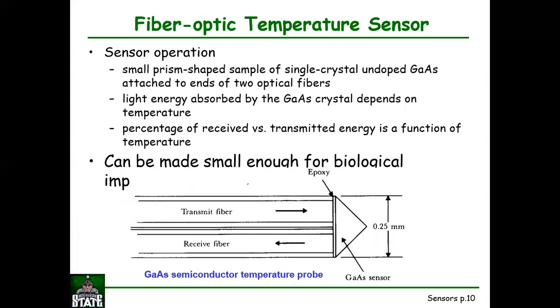Next is your fiber optic temperature sensor. What is this? This is the sensor operation: a small prism shaped sample of a single crystal undoped GaAs attached to the end of two optical fibers. Light energy absorbed by the GaAs crystal depends on temperature. Percentage of received and transmitted energy is a function of temperature. Right, so whatever you have applied and you have received, it gets absorbed by this sensor, right? So this is how it senses your temperature.